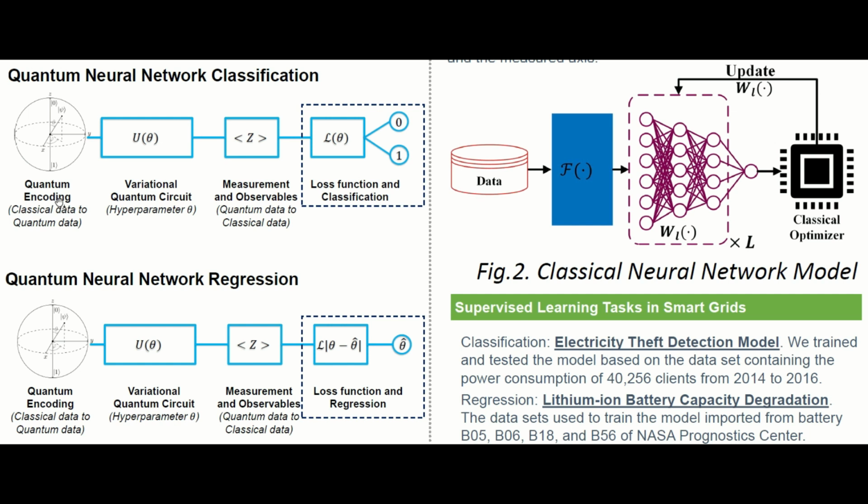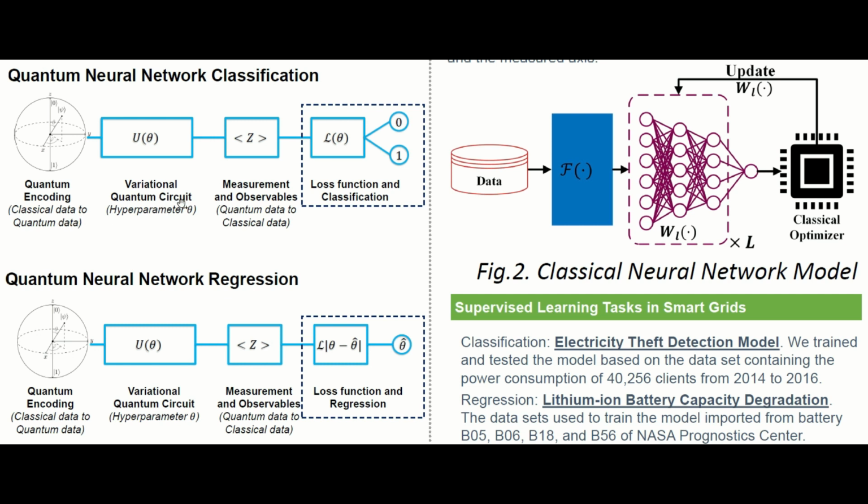So let me explain quickly what quantum encoding is. Quantum encoding is a component that is used to convert the classical data to quantum data. Quantum data is the data in the Hilbert space, which is really different from the classical data. Right now there are two popular quantum encodings, the angle encoding and the amplitude encoding. In our research, we use the angle encoding because it's simpler than the amplitude encoding.